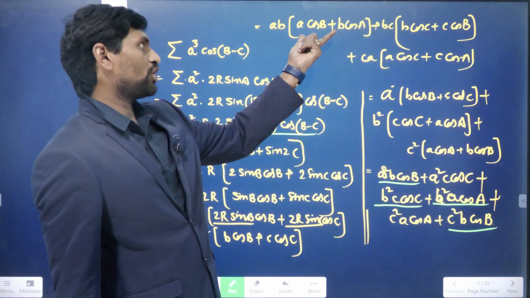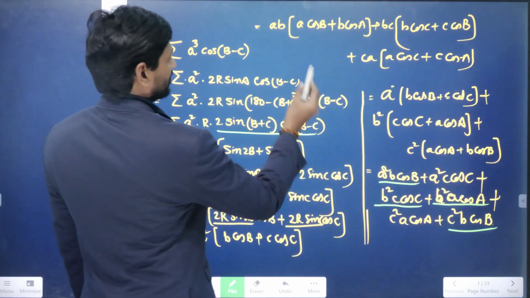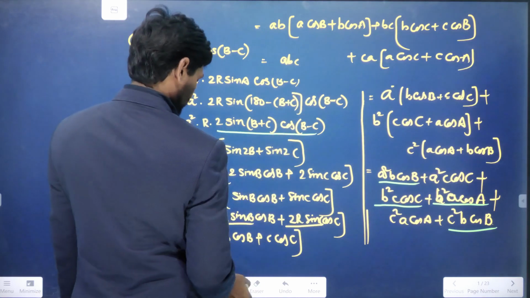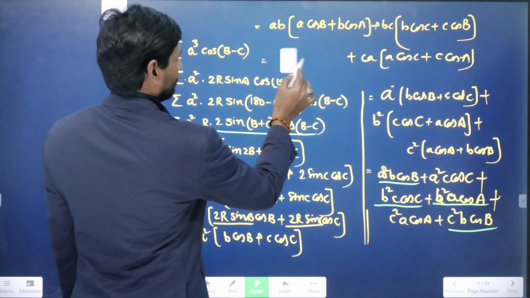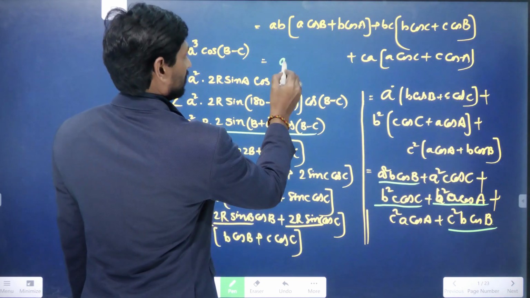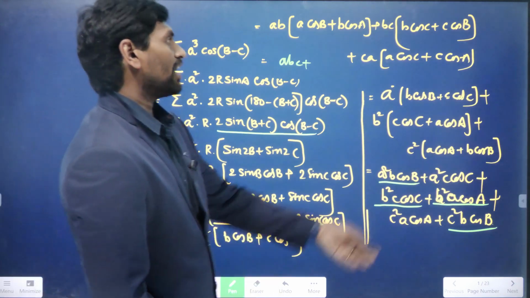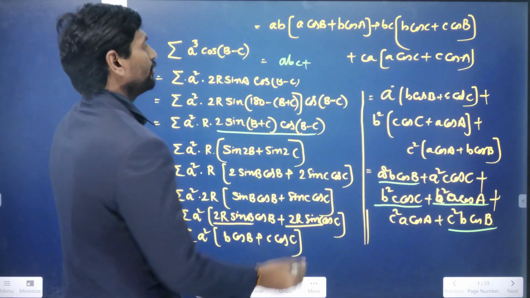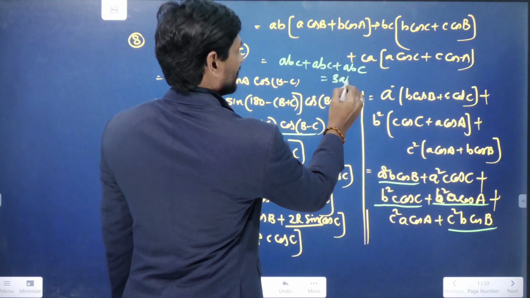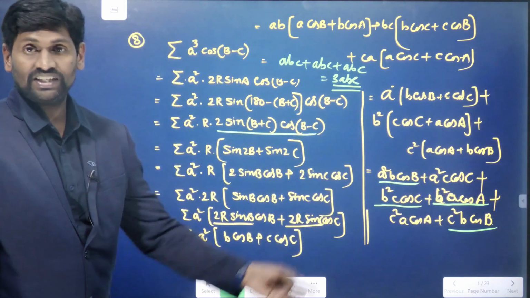So the bracket term a cos b plus b cos a is nothing but c. So that means here AB into c, ABC. And the second one, b cos c plus c cos b is the formula for small a, projection rule. A into BC, ABC, and the third one also will come ABC. So ABC plus ABC plus ABC will be 3 times ABC. So our required answer is 3ABC.